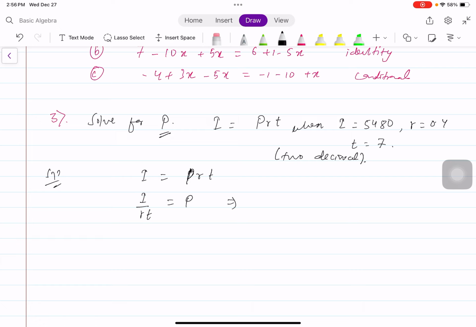So now plug in the values of I, R and T. So I is 580 over R, which is 0.4, times T. You can use your calculator and get the answer very easily. It turns out that it is approximately 1958. If you want to round to 2 decimal places, it is 1957.14. You can use a calculator.